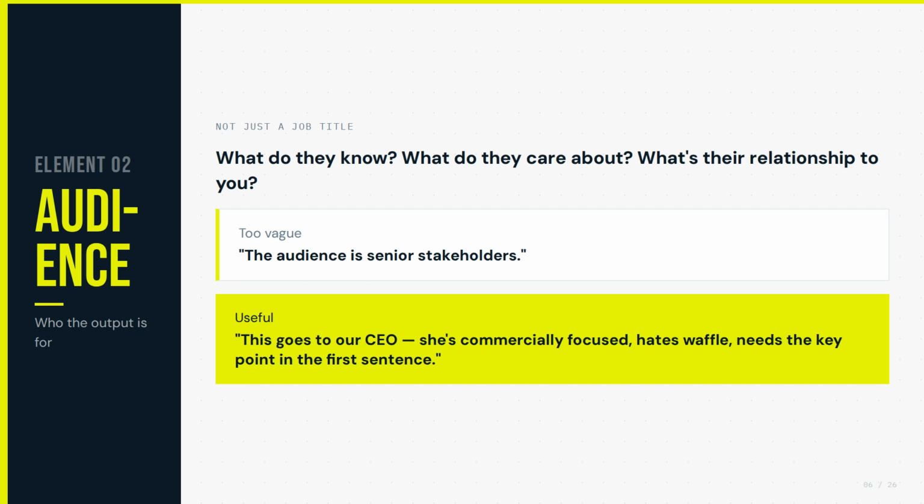Think about what they care about and what they find annoying. Think about how formal or informal the relationship is. All of that shapes how Claude AI writes for them. For internal communications, does your team prefer bullet points or prose? Are they technical people who want detail, or operational people who want the headline and the action? For client communications, what's the history? Is this a new relationship or a long-standing one? Formal or warm? The more Claude AI understands your reader, the more it can write for that reader specifically.